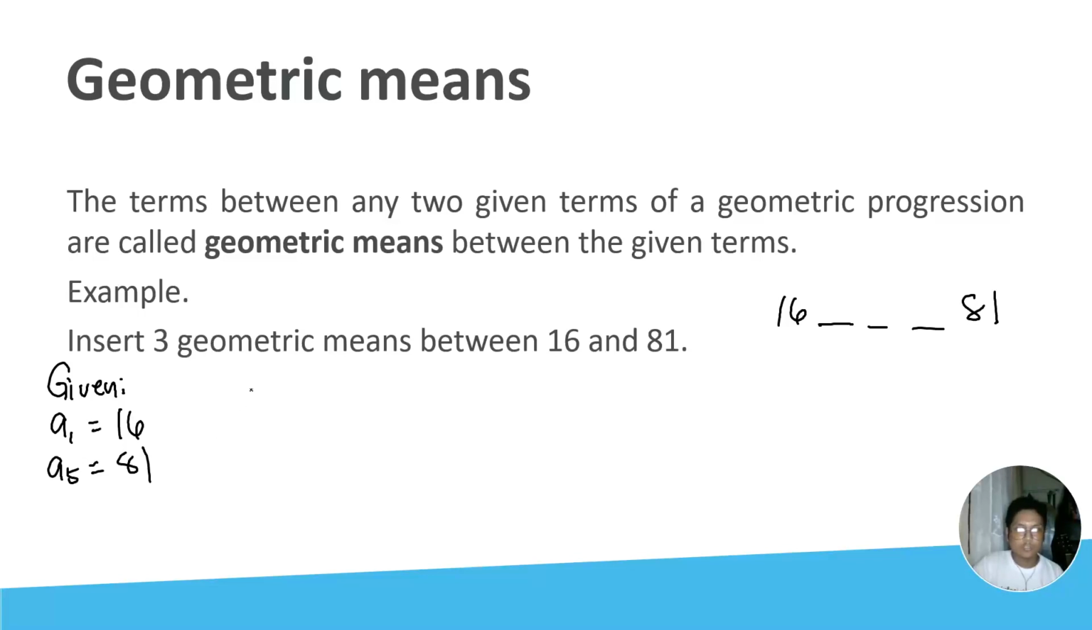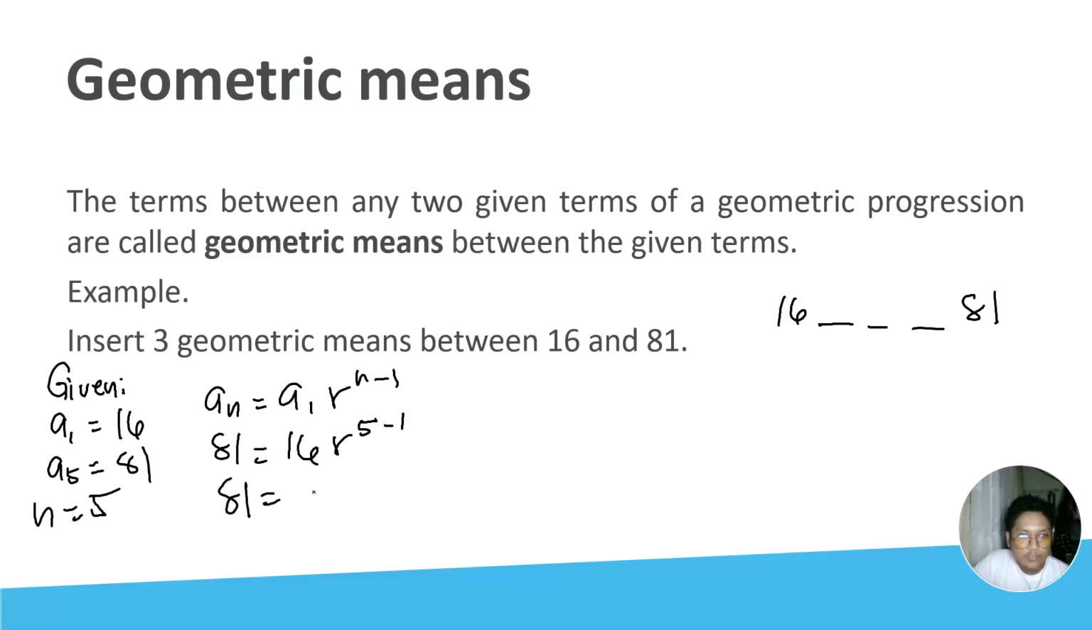Hanapin natin yung common ratio. Common ratio is to be determined by using the formula a sub n equals a sub 1 times r raised to n minus 1. Pagkahanap ng nth term. Ang a sub n natin ay yung 5th term, which is 81. a sub 1 is 16. Common ratio unknown, but n is 5 minus 1. Okay? n is 5. Kasi 5 terms to. So, 81 equals 16 times r raised to 4.